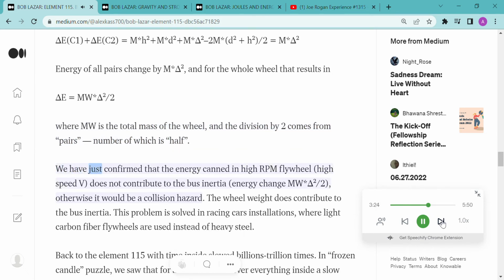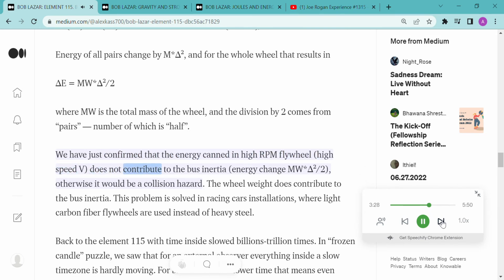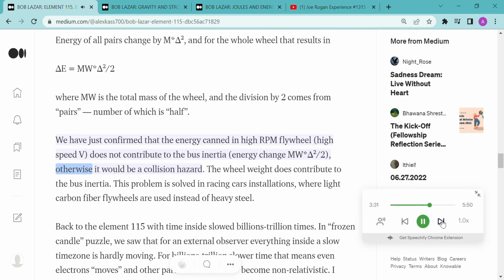We have just confirmed that the energy canned in a high RPM flywheel, high speed v, does not contribute to the bus inertia, energy change mw delta squared/2, otherwise it would be a collision hazard.